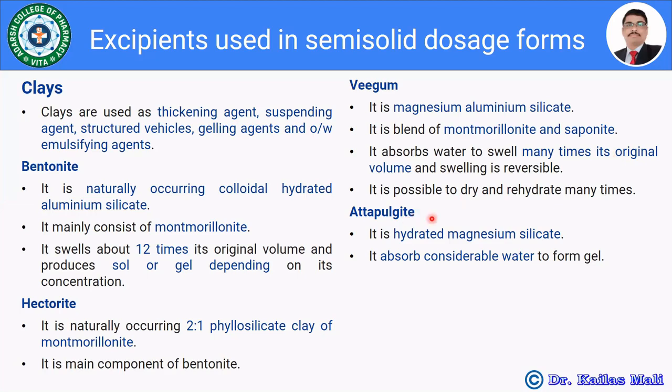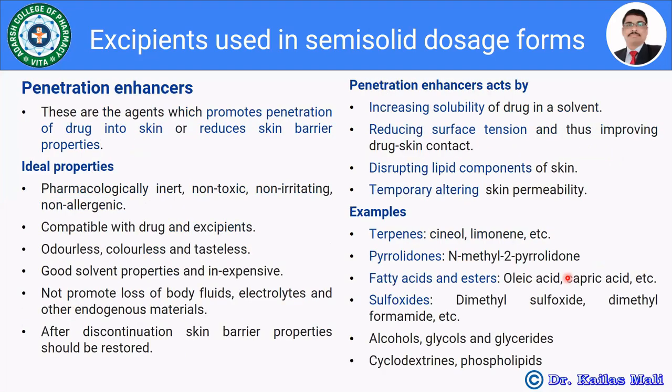Then attapulgite, it is a hydrated magnesium silicate. It absorbs considerable water to form a gel. So this is about the clays. Now moving towards the penetration enhancer. We have finished the first part, that is the bases which are used to prepare the semi-solid formulation. Now the second important excipient which is used to prepare the semi-solid formulation is the penetration enhancer.